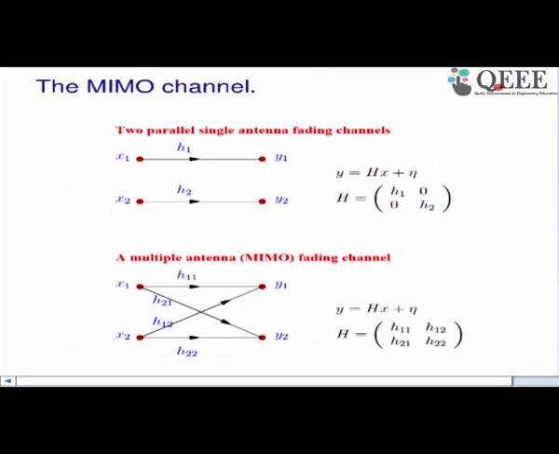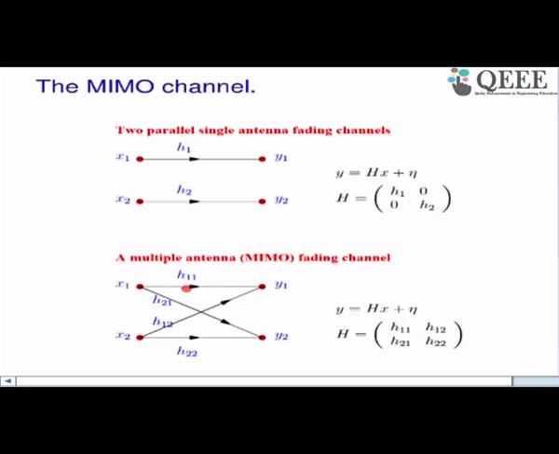Now next we go on to the MIMO model. So you see here there are two single antenna fading channels, two SISO channels. They are parameterized by the channel coefficients H1 and H2. I can write it in a matrix form. So Y is basically the received vector consisting of Y1, Y2, the two received symbols. X consists of the two transmitted signals X1, X2, and H is a diagonal matrix with the two coefficients H1 and H2.